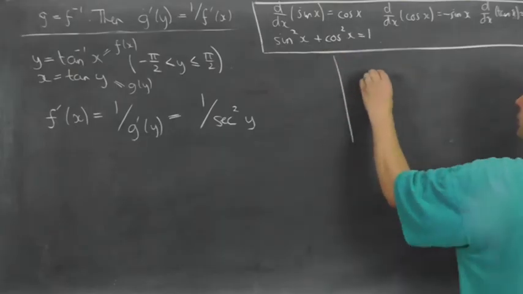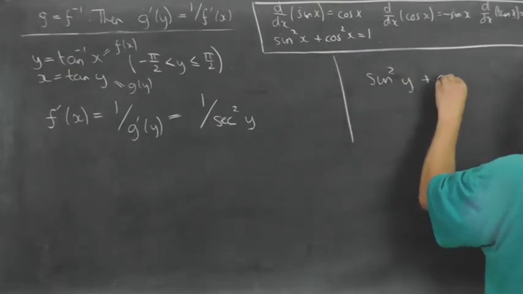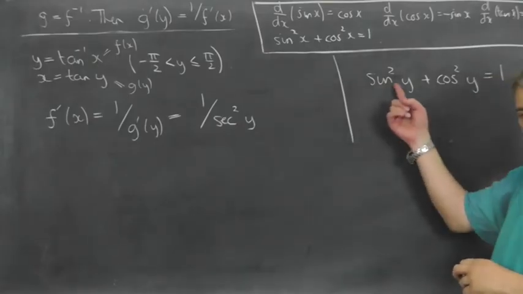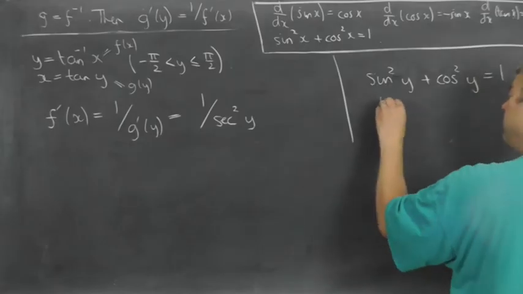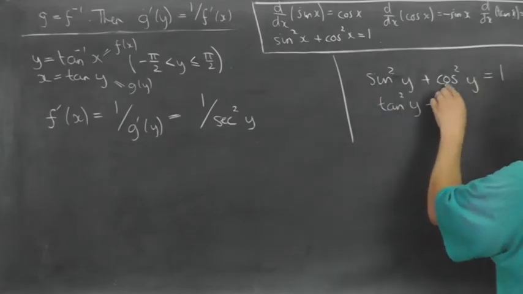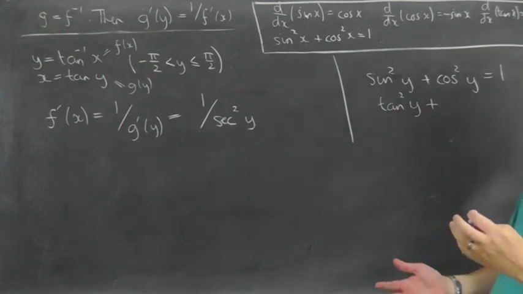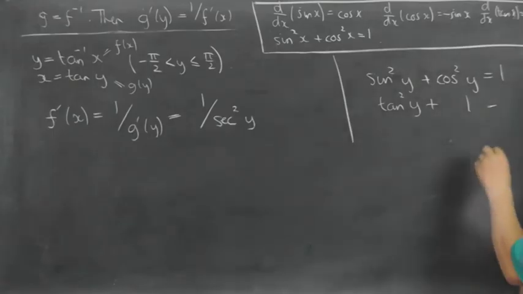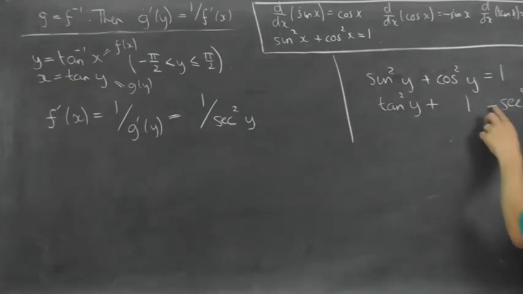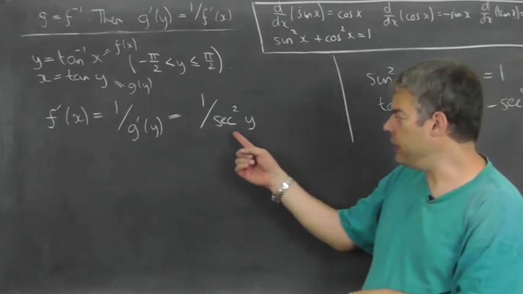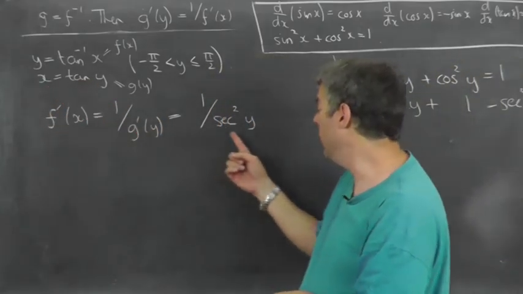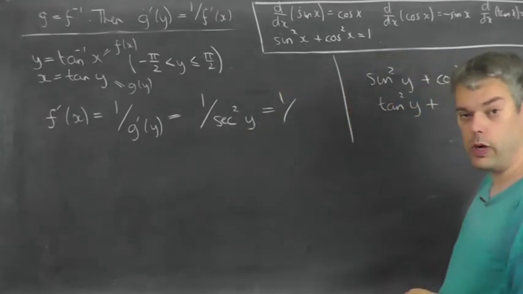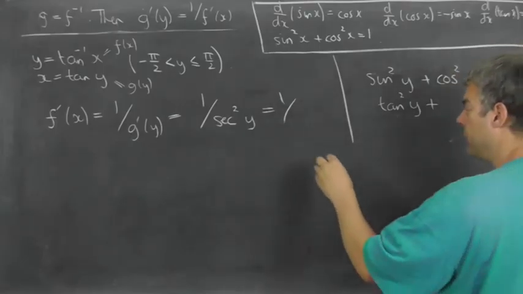So sine squared y plus cos squared y equals 1. And we just divide everything by cos squared y. So sine squared y over cos squared y is tan squared y. Cos squared y divided by cos squared y, well, that's obviously 1. And 1 over cos squared y is sec squared y. So sec squared is 1 plus tan squared. That's great, because tan y is x, and we're interested in sec squared. So this is just 1 over 1 plus tan squared y, which is 1 over 1 plus x squared.